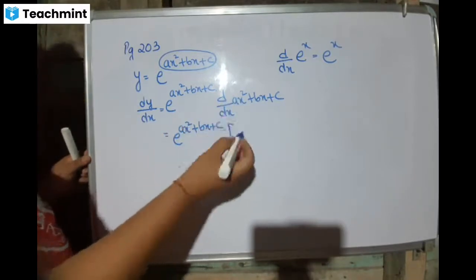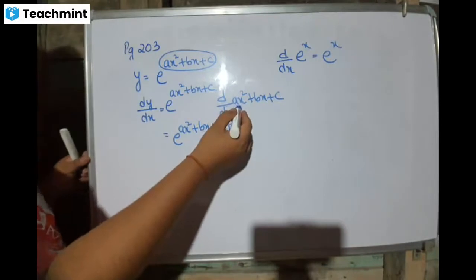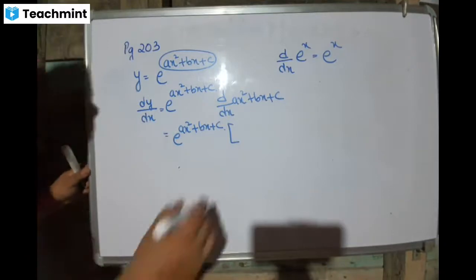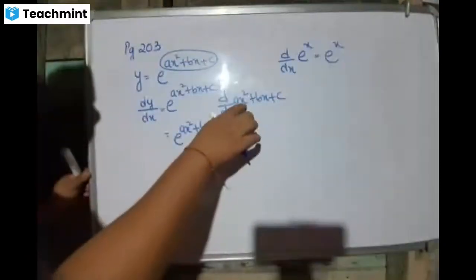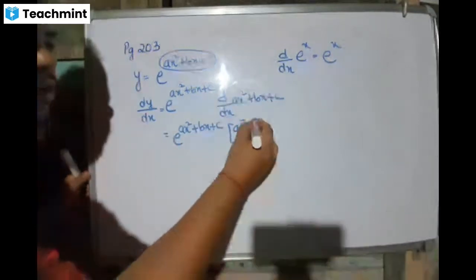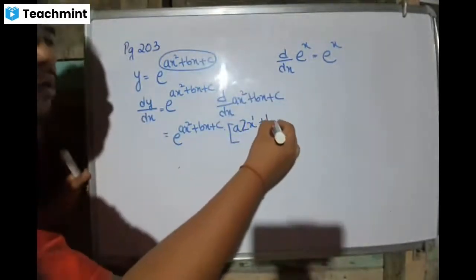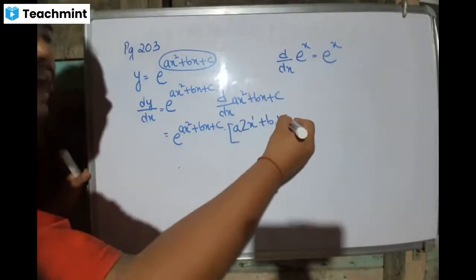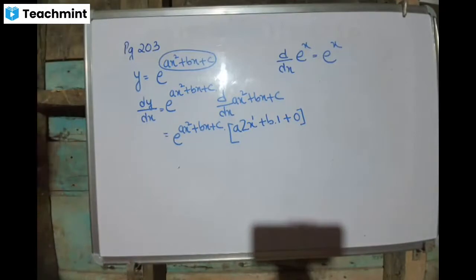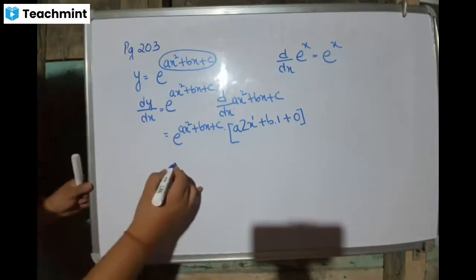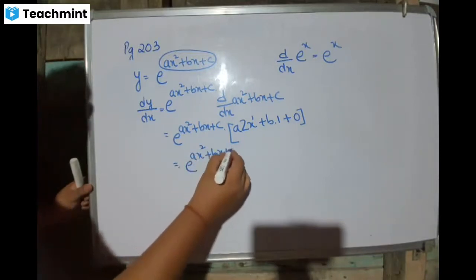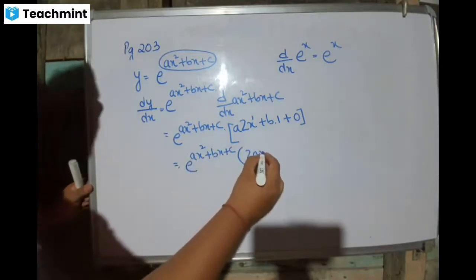Now differentiate this. A is a constant. If a is alone, then the derivative of a is 0. But it is with a variable, it is with x, isn't it? So if the power is a constant, the power comes in front. So 2 comes in front, you get 2x, 2 minus 1 is 1, plus b is a constant, comes out, derivative of x is 1, and finally the derivative of c is 0. So the derivative of e to the power ax square plus bx plus c is nothing but e to the power ax square plus bx plus c into 2ax plus b.